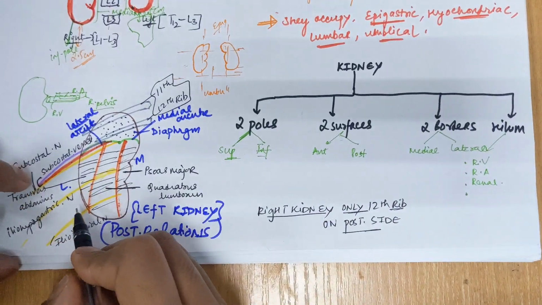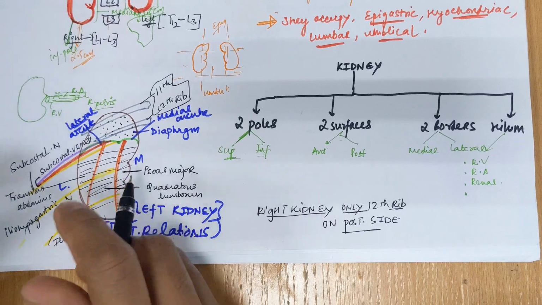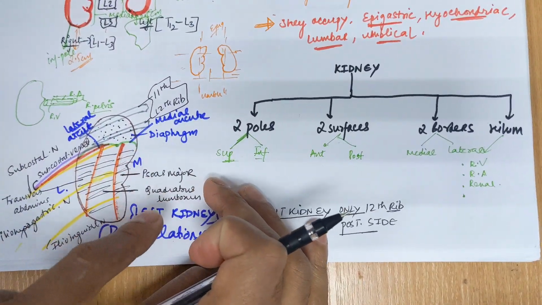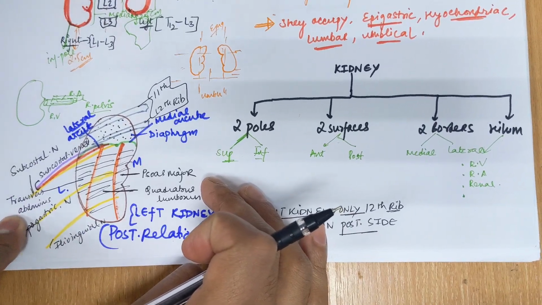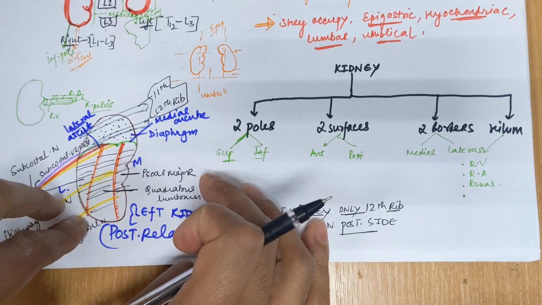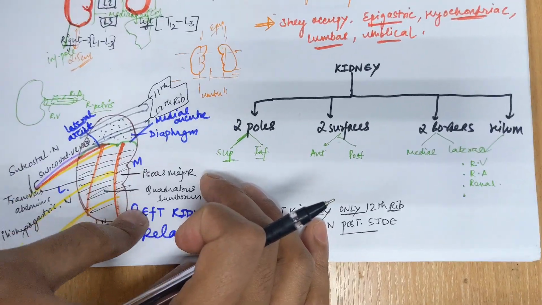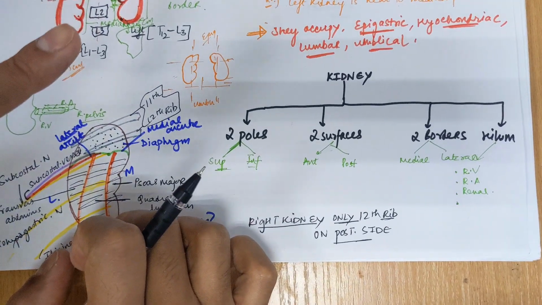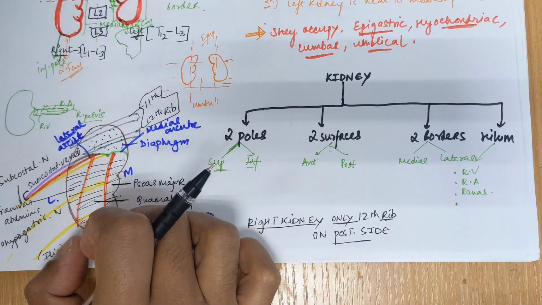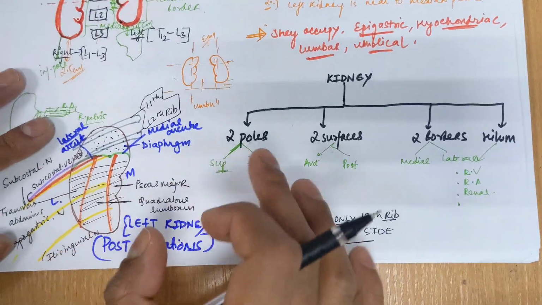Just for remembering, you can remember four muscles: diaphragm, psoas major, quadratus lumborum, transverse abdominis. Three nerves: subcostal, iliohypogastric, ilioinguinal, and one or two ribs. One rib in the right kidney and two ribs in the left kidney, the 11th and 12th rib. So this is the posterior relation you will see here. Clear this much. Now we move on to the anterior relations.